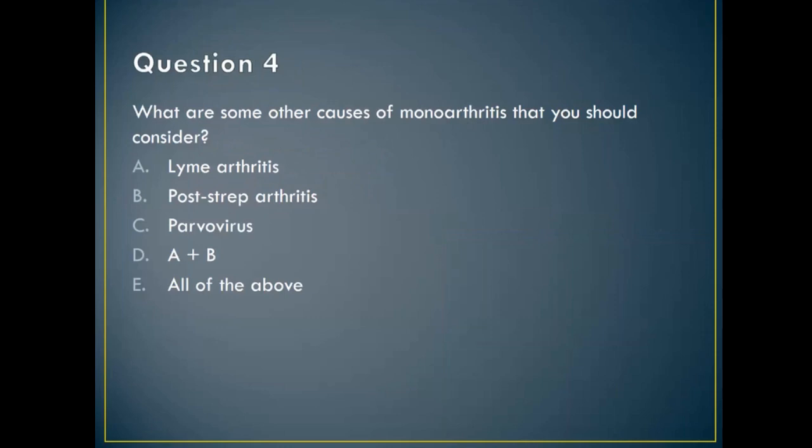So something that's important is other causes of monoarthritis, because not everyone's going to have juvenile arthritis. So what are some other causes of monoarthritis that we should consider in a patient like this who comes in with a swollen knee? We have Lyme arthritis, we have post-strep arthritis, we have parvovirus, we have Lyme arthritis and post-strep arthritis, or all of the above.